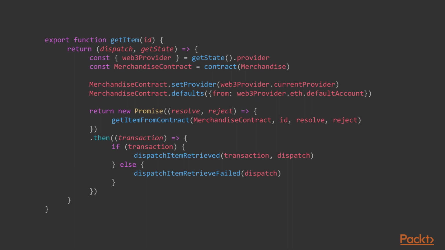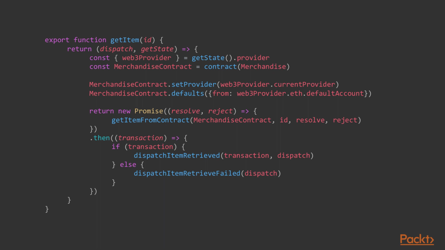That's this guy right here from our actions-merchandise.js file. There's a lot going on here, so let's break it down one chunk at a time. First, we're returning an anonymous function that has two parameters, dispatch and getState. Inside of it, we get the Web3 provider object. This comes from the provider that we've stored in our application state.